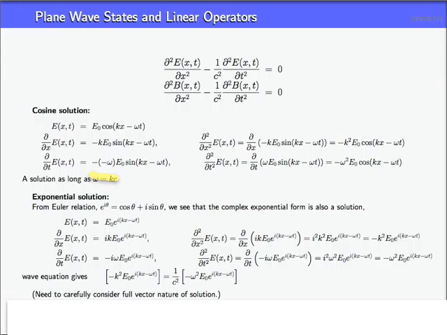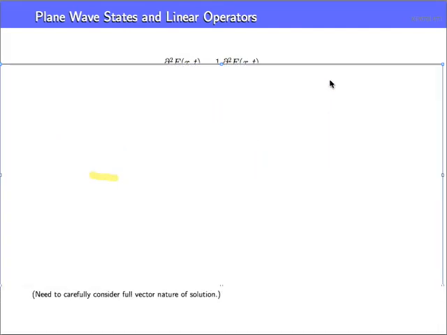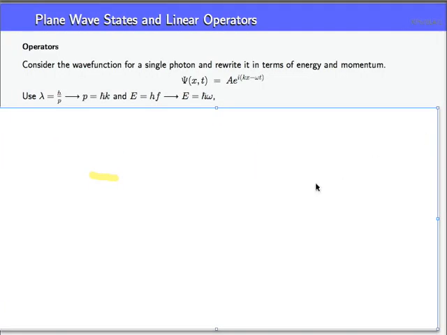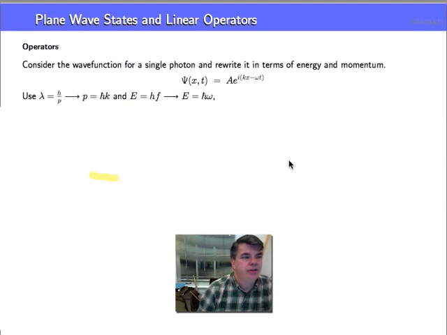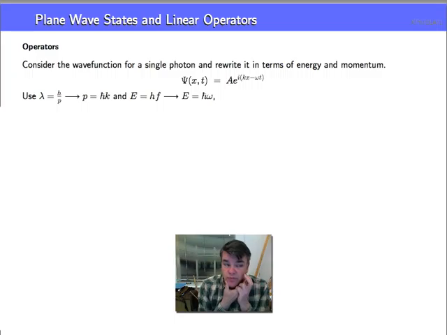Now, let's look at another case. So what we want to do now is think about this in terms of the wave function. And we're going to still talk about a single photon. There are some caveats there, but we'll talk about a single photon for the moment. And what we want to do is rewrite the plane wave state, which we just introduced, in a different way.